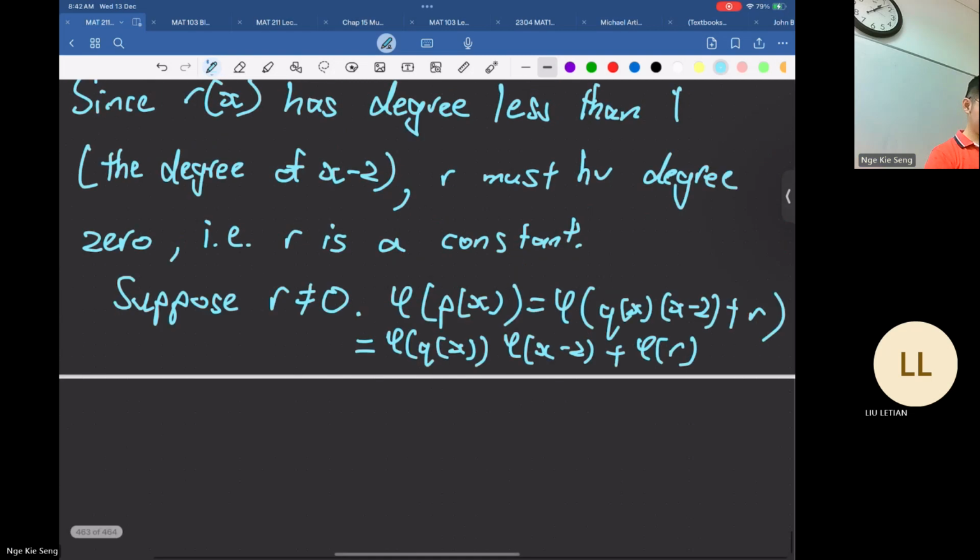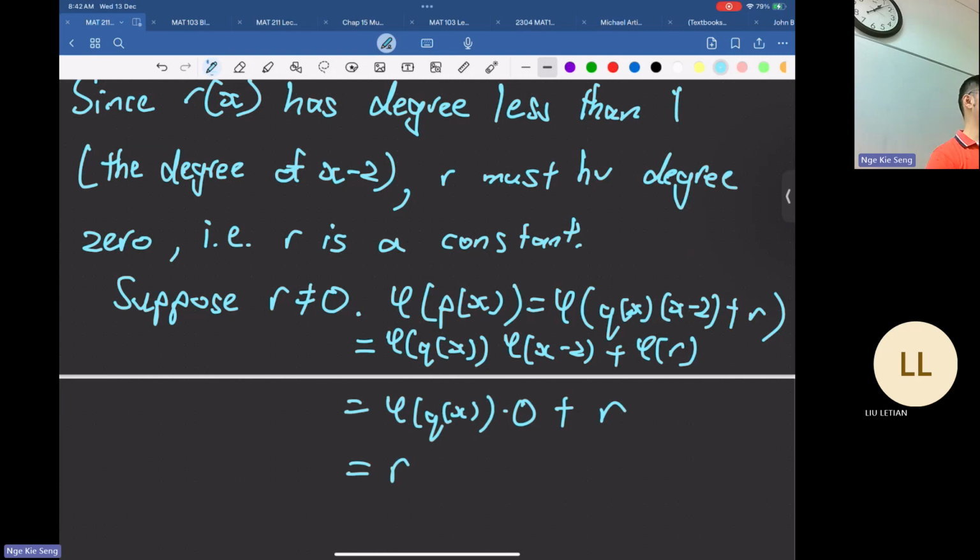Then phi on X minus 2 is just 0, so the first part disappears as a product with 0. How about phi of R? Phi of R is R again. So you are just left with R. R is non-zero. But we have a contradiction here. Where's the contradiction? P(X) is something in the kernel, but we evaluate to something non-zero. So there's a contradiction here.